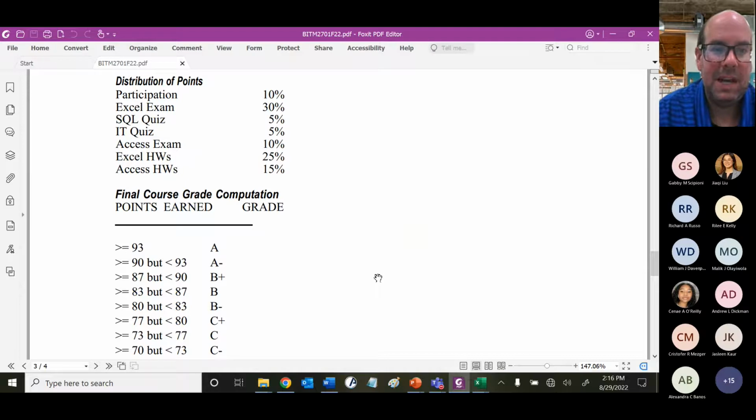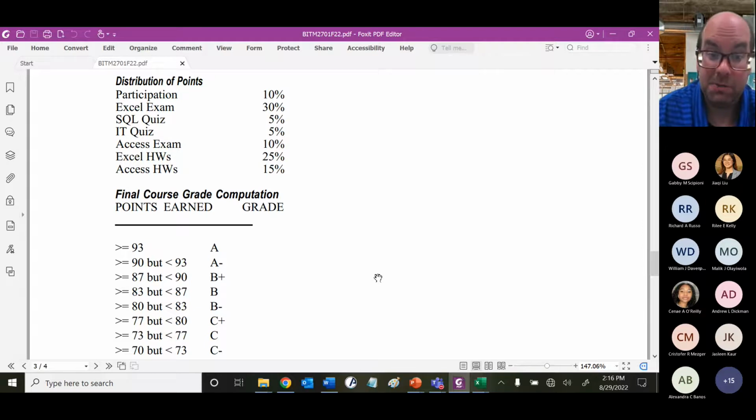In the past, I've just had homeworks by themselves together. So the Excel homeworks this semester are going to be worth 25%. The Access homeworks are going to be worth 15%. So it helps you with the participation grade. I mentioned those 28 points possible for the 14 class meetings.